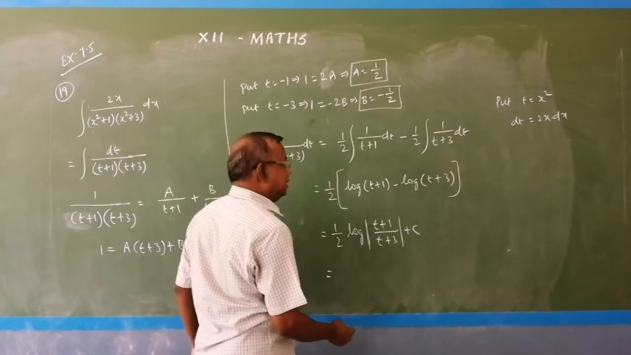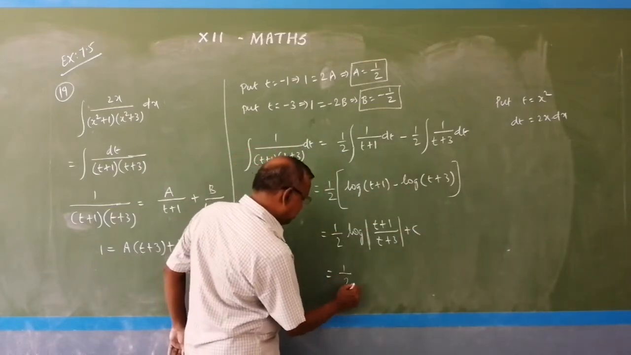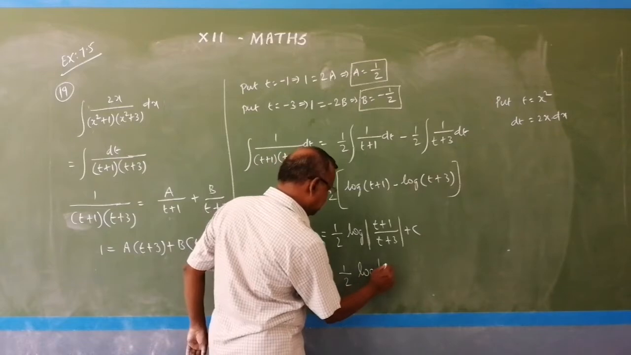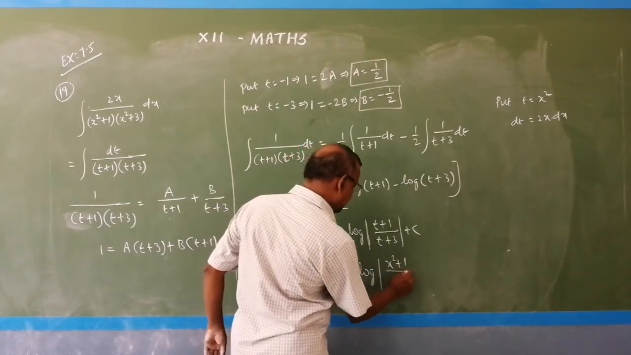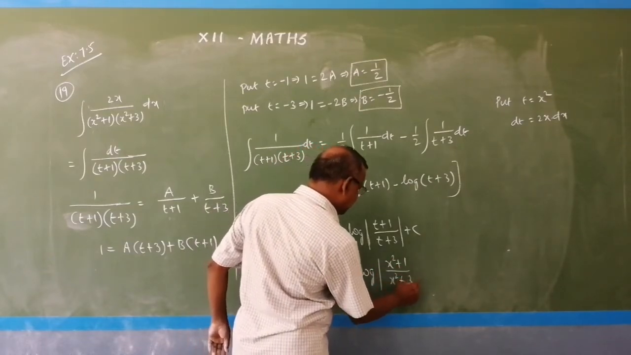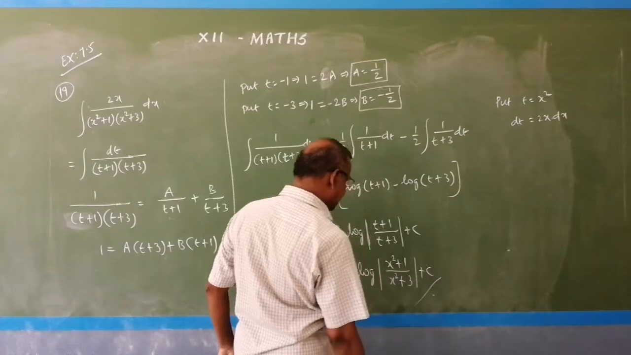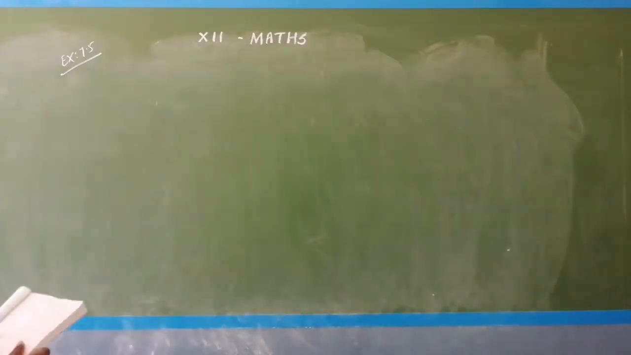Recalling the value of t, that is x square, we have 1 by 2 into log of modulus of (x square plus 1) divided by (x square plus 3) plus c. So this is the answer. Next, question number 20.